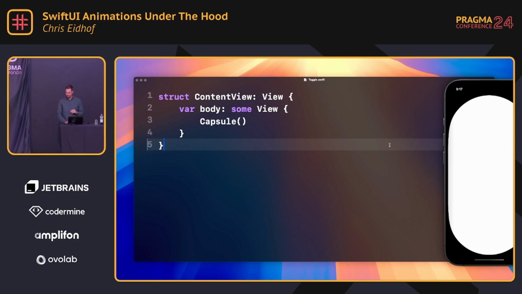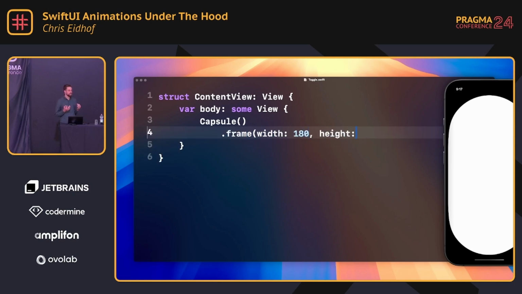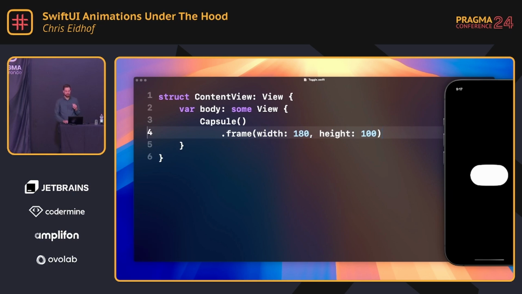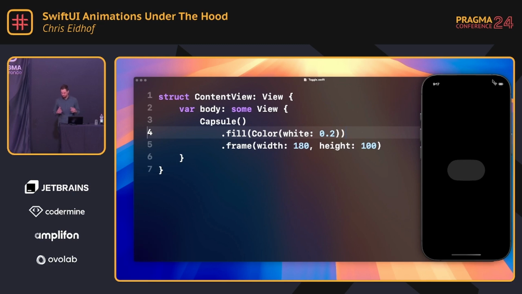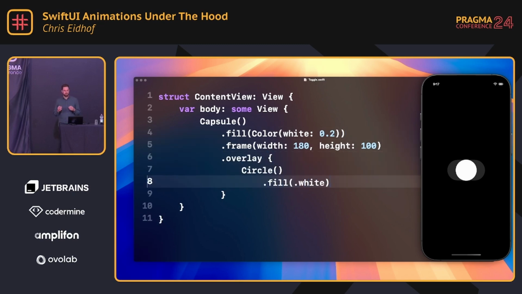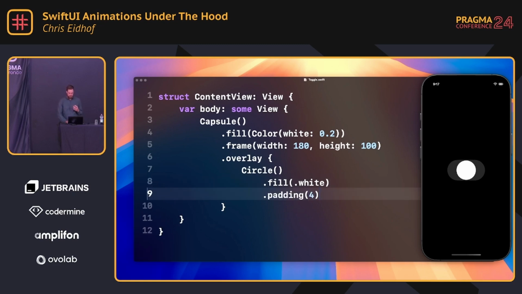So we're going to build a little toggle control to start with. Here we have a capsule. We can add a frame to make it a little bit smaller. Then we're going to fill it to make sure we have a nice background color. To be a toggle, we need some kind of indicator as well, so we'll add a circle in an overlay. Because it's in an overlay, it will become the same size as the switch, so we don't need to specify any size there. We can add a little bit of padding to inset it, and then we want to leading align it. This already looks like a toggle in the off state.